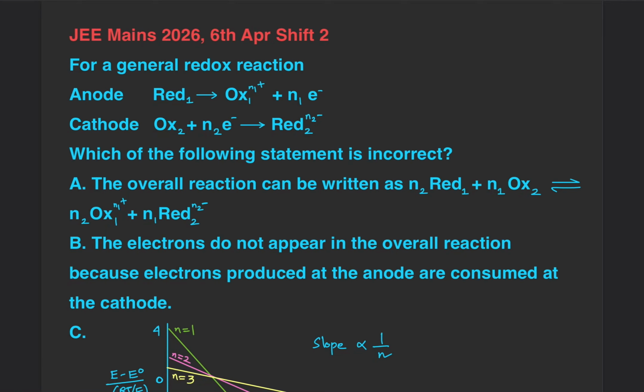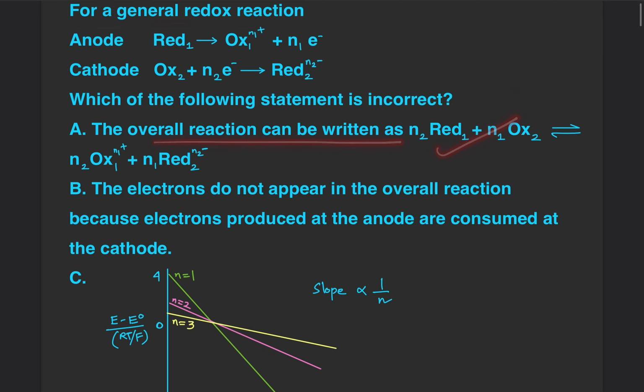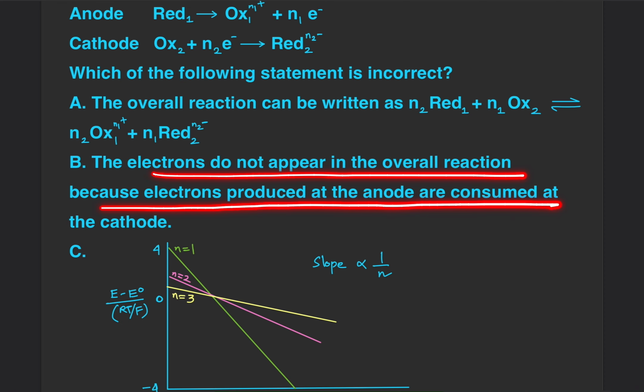Hello everyone. So this is a question from JEE Mains 2026 6th April Shift 2. For a general redox reaction, we have reactions in anode and cathode. Which of the following statements is incorrect? The overall reaction can be written as this. Electrons do not appear in the overall reaction because electrons produced at the anode are consumed at the cathode.